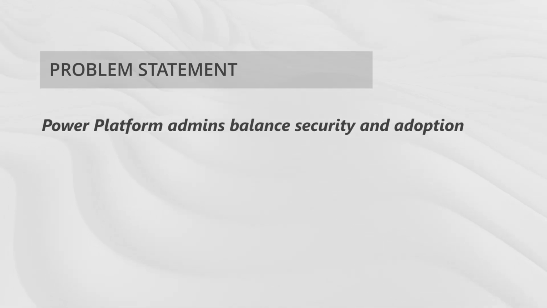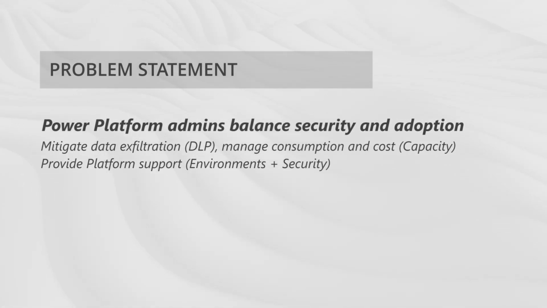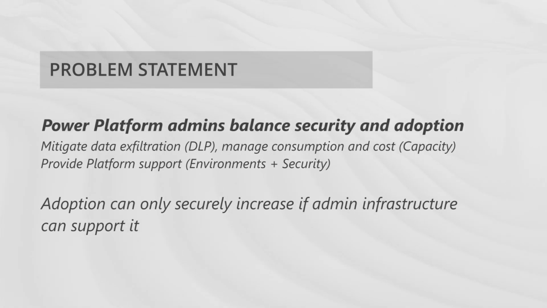Power Platform admins have to balance security and adoption. That means mitigating data exfiltration by setting up data loss prevention policies, managing consumption and cost, and providing platform support to the makers using the platform. So that means setting up environments for them, setting up security roles, and helping them use the platform in the most secure and effective way. Adoption can only securely increase if the admin infrastructure can scale to support that.